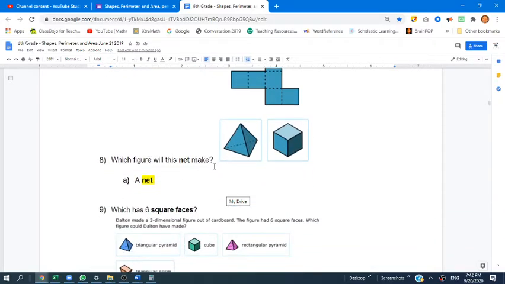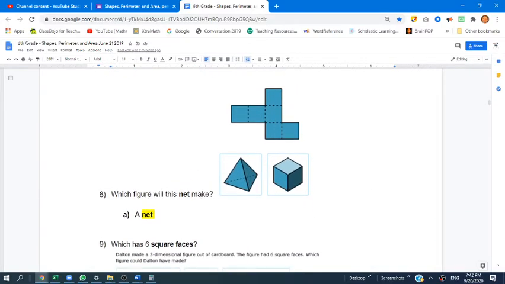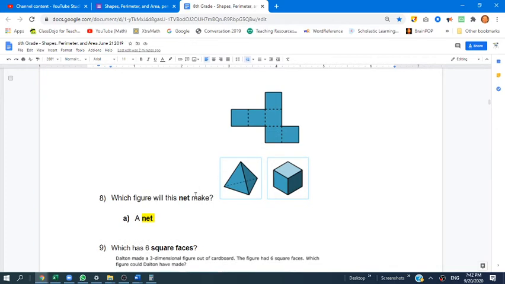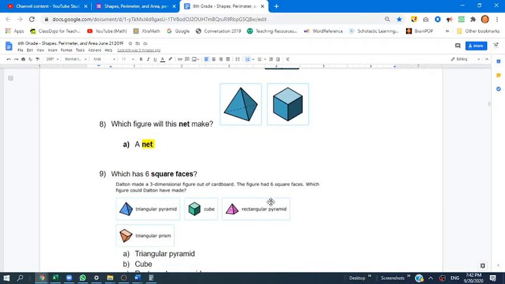Number 8. Look at this net right here. Which figure will this net make? Will it make the first figure or the second figure? So take a look at the net and answer which one of the figures. Pause the video if you need more time.